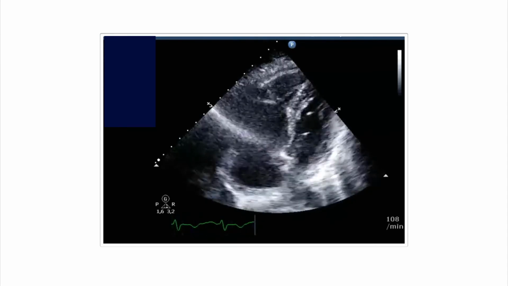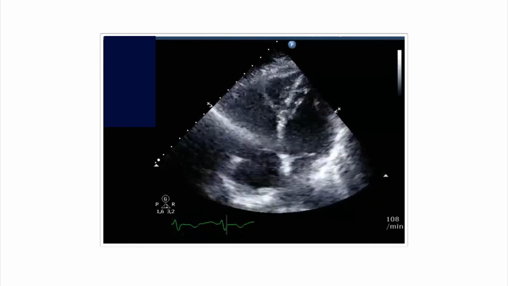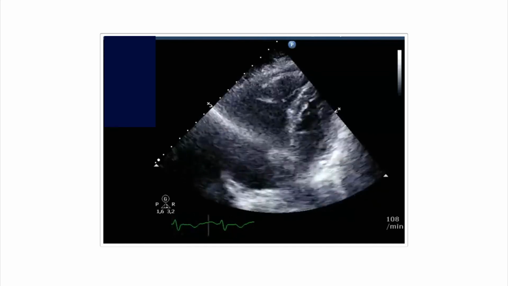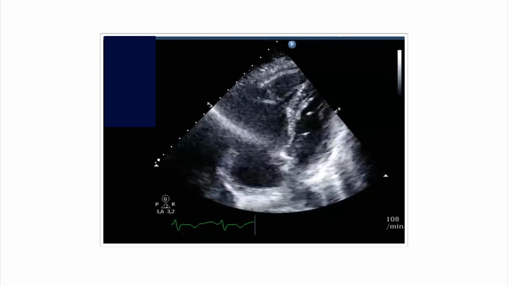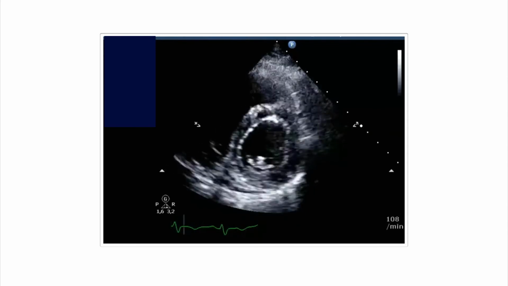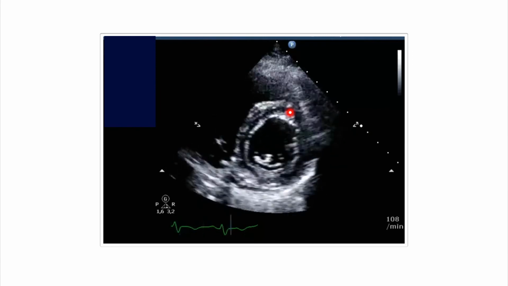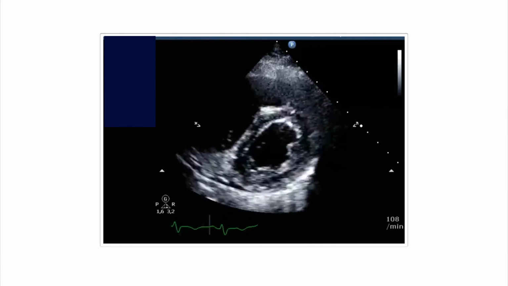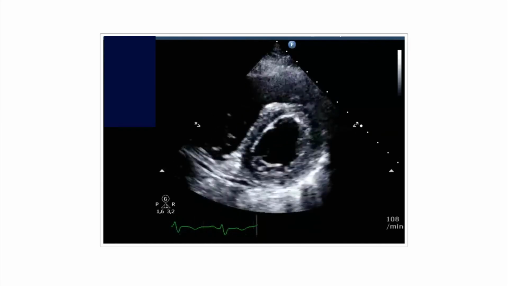So you can see she's tachycardic and her right ventricle is dilated. Function is also somehow reduced. And again, you can see the short axis. Remember the paradoxical movement of the septum, which is moved towards the left ventricle, and it has a D-shape.